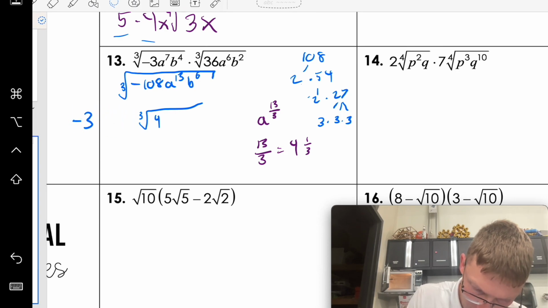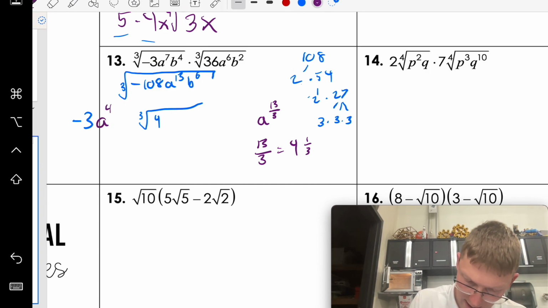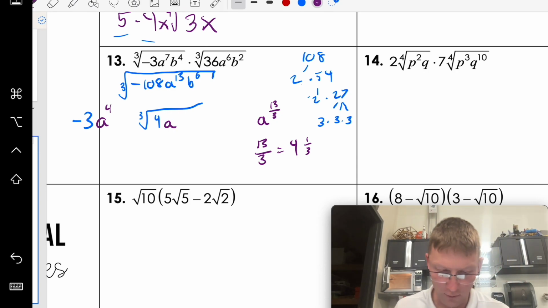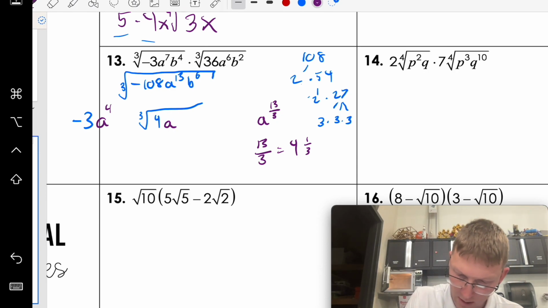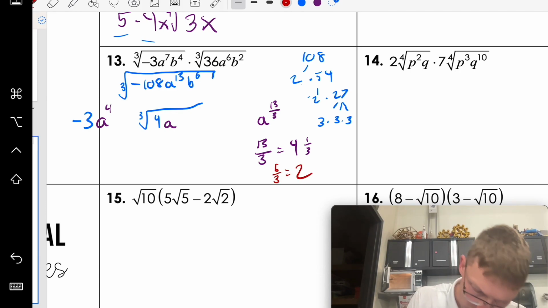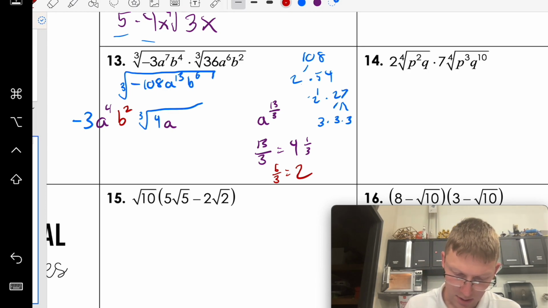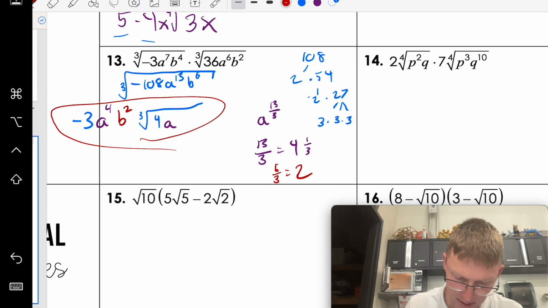So we're going to move this over. I'm going to pull out an a to the 4th, and we're going to have 1a left over inside of the parenthesis. Then we're going to do the same thing with the b. So it's b to the 6 over 3. 6 over 3 is actually just 2, so b squared comes out. So that's an example of doing a cubed root. This is your answer.